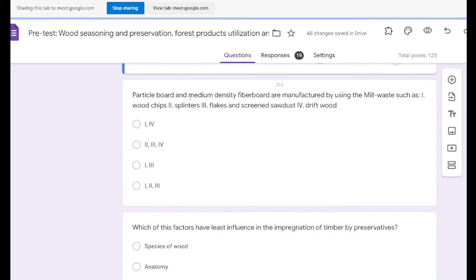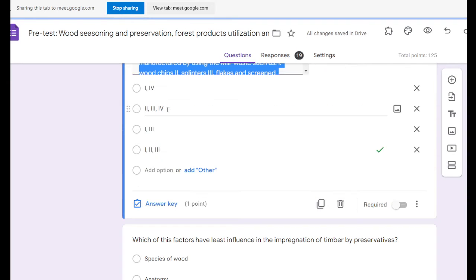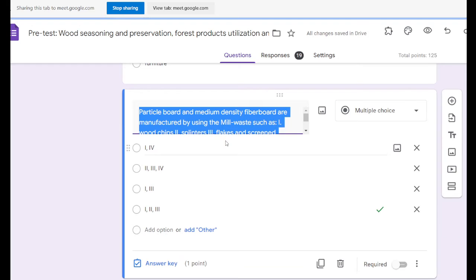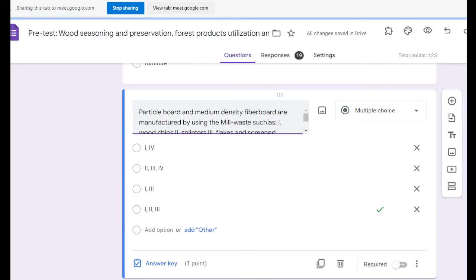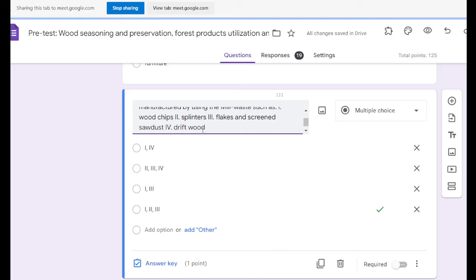Next, particle board and medium density fiberboard are manufactured by using mill waste such as wood chips, splinters, flakes, and screened sawdust, driftwood. So the correct answer for this question is 1, 2, and 3. Okay? You can manufacture a fiberboard from wood chips, from splinters, from flakes, and screened sawdust, but not from driftwood. Okay? Driftwood is different, that is for furniture.